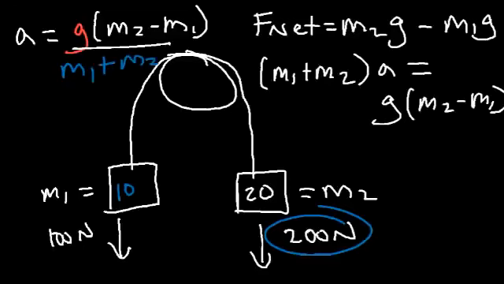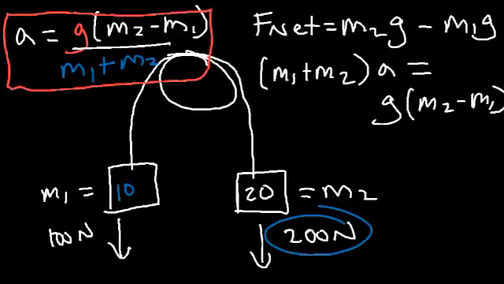So that's how you can find the acceleration of this system if there's no friction, if you want to save that equation for an upcoming test.